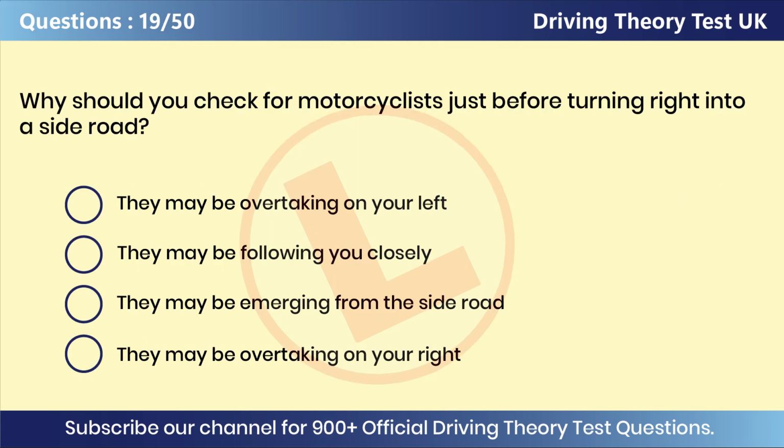Question 19. Why should you check for motorcyclists just before turning right into a side road? A. They may be overtaking on your left. B. They may be following you closely. C. They may be emerging from the side road. D. They may be overtaking on your right.